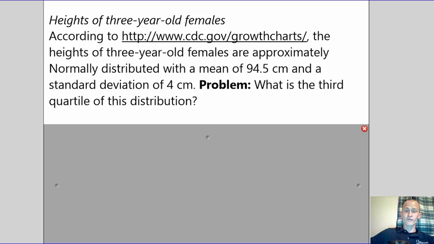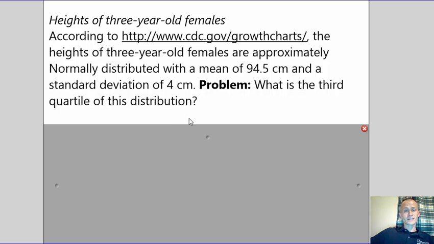The last question we have for today is the heights of 3-year-old females. So we also talked about how normal curves can also approximate population characteristics. And so we have a mean of 94.5 centimeters and a standard deviation of 4. So the question is asking us, what is the third quartile of this distribution? So this is giving you the area, third quartile, and then asking you to figure out what is that value.